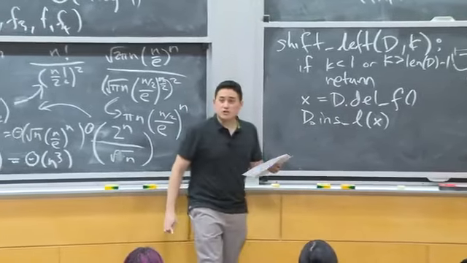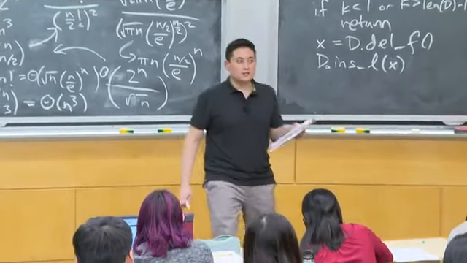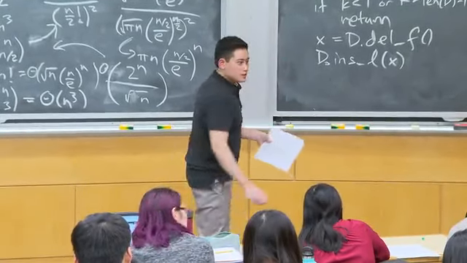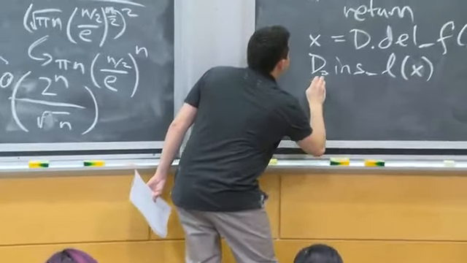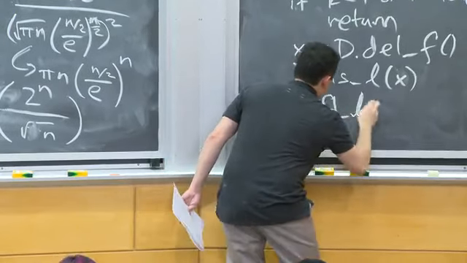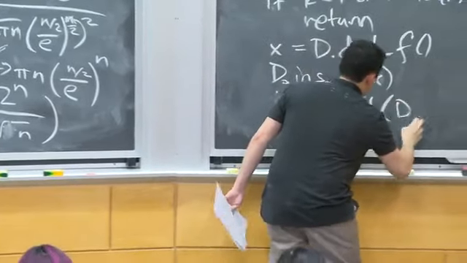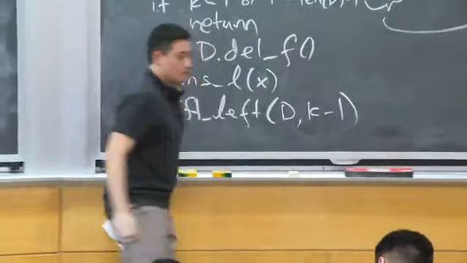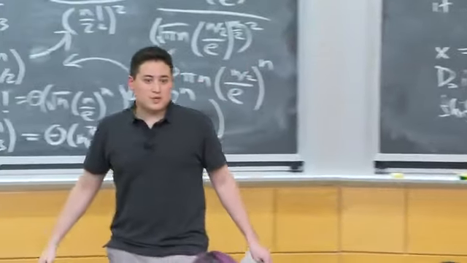And then we need to do the recursive call. So what's our recursive call look like? Yeah? Shift left d, comma, k minus 1. Yeah. So shift left d, k minus 1. OK? And then we can return.